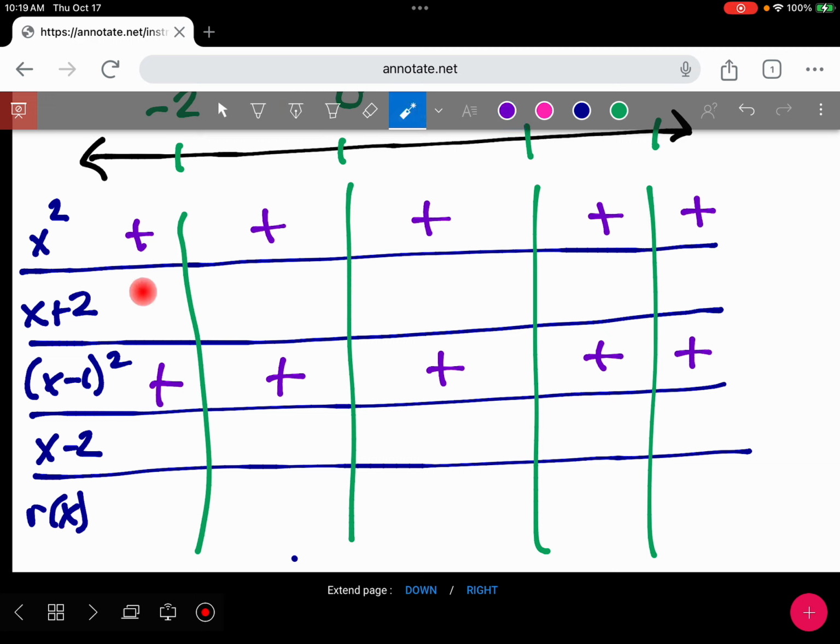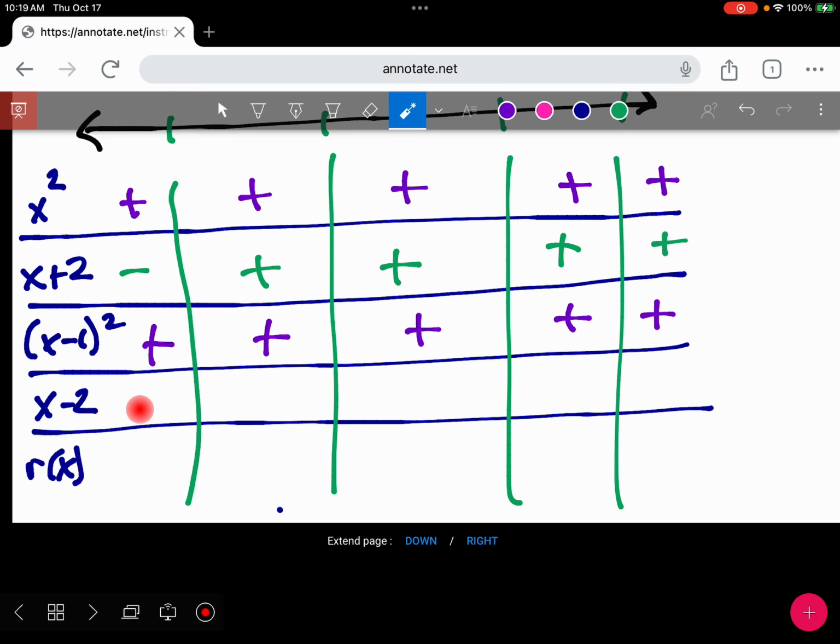So with my x plus 2, if I have a number that is smaller than negative 2, is this going to be positive or negative? Negative. Because if we had something like negative 3 plus 2 would be negative 1. What about if we were between negative 2 and 0? Positive. How about between 0 and 1? Between 1 and 2? And bigger than 2? Positive.